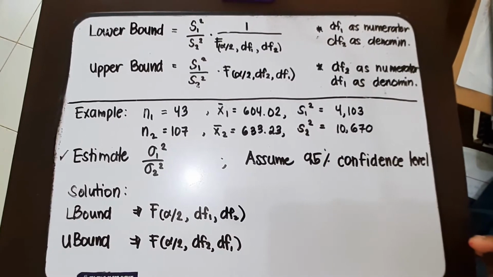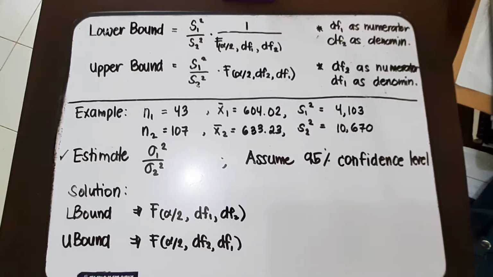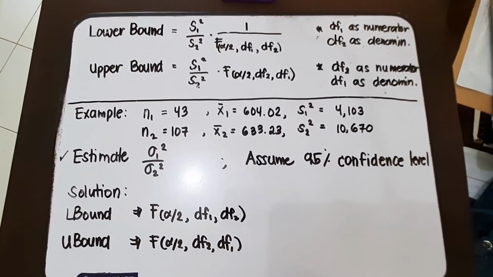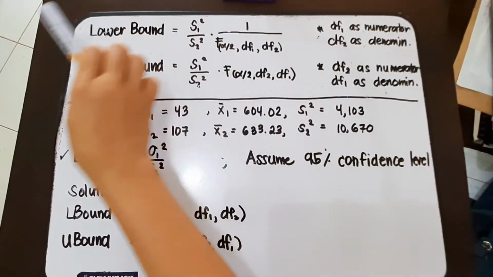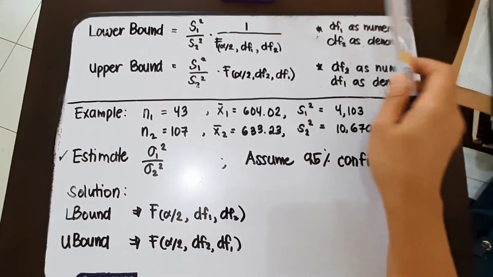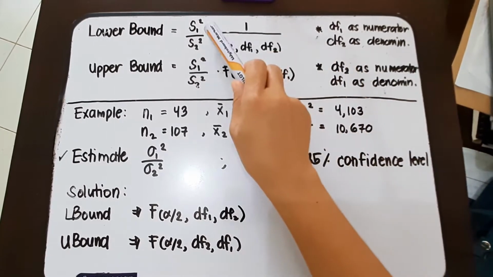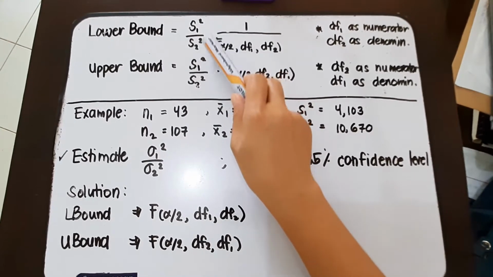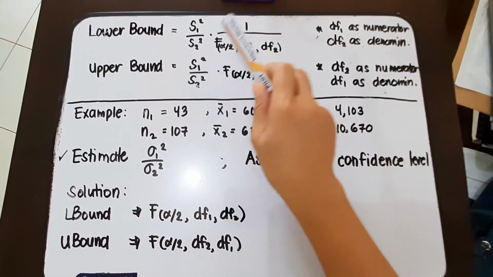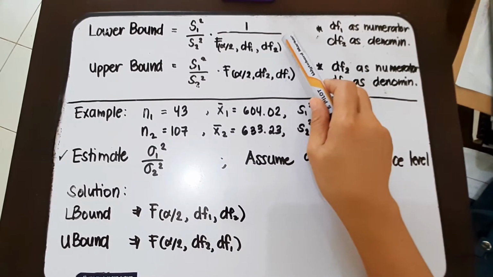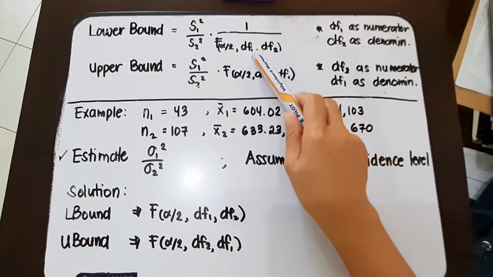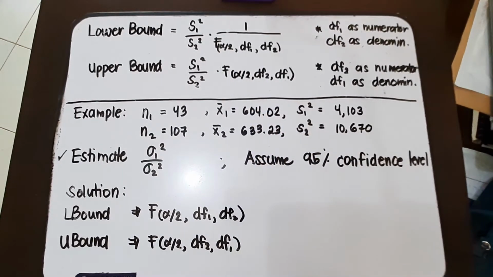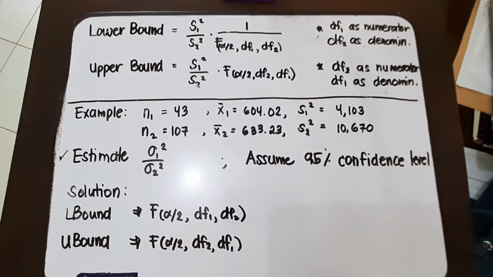Hello, so today we are going to have an example on estimation of the population variances using the F-test or F-distribution. So this here on the upper portion is our working formula. And to get the lower bound, we have the variance of the first set of sample and the variance of the second set of sample multiplied by 1 over the critical value of F at degrees of freedom 1 and degrees of freedom 2 for a certain confidence level, or the alpha over 2.